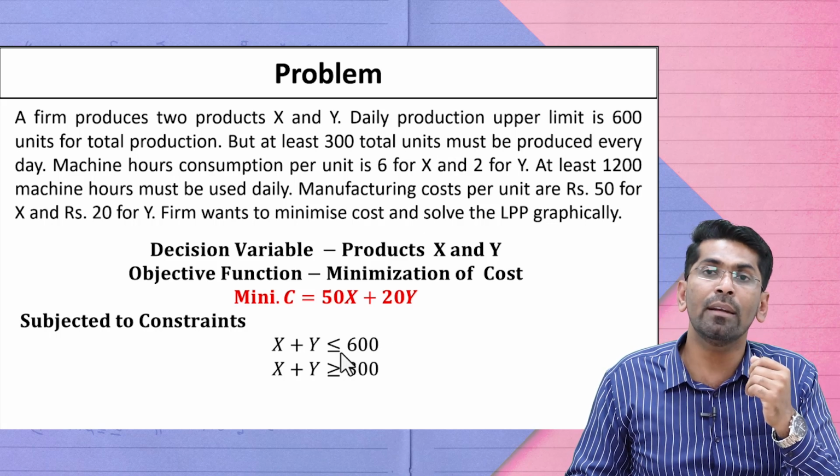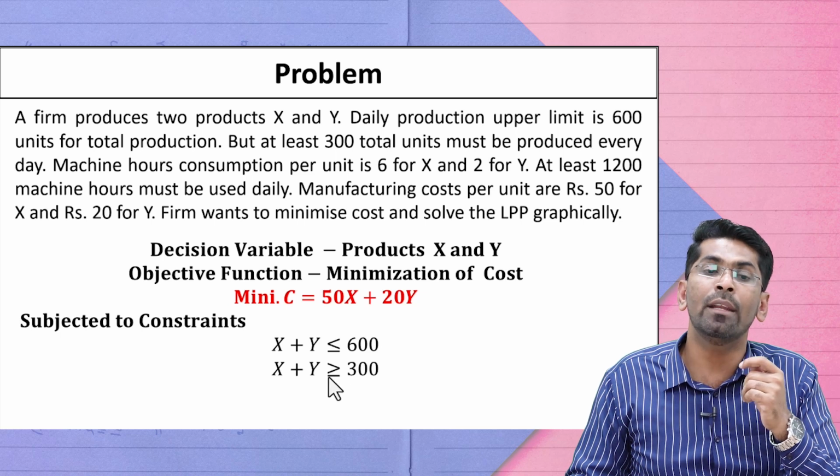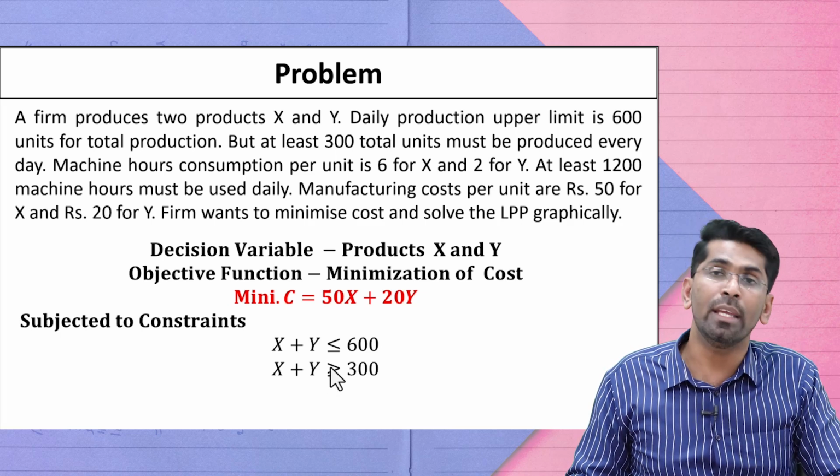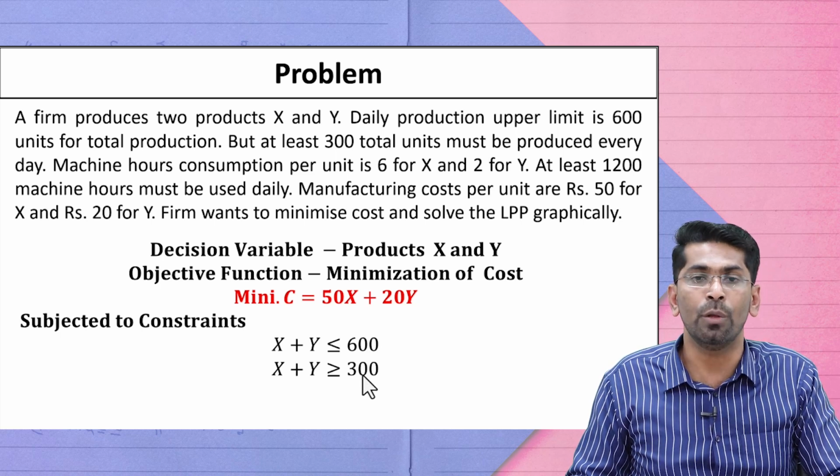So at least 300 units must be produced. So I am going to consider here the inequality sign which is greater than or equal to 300. So minimum 300 units must be produced.